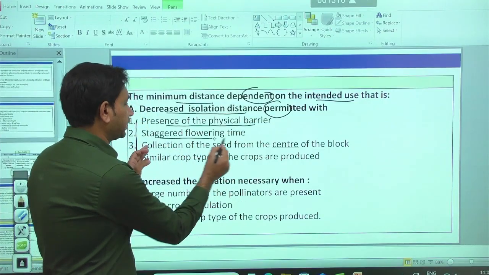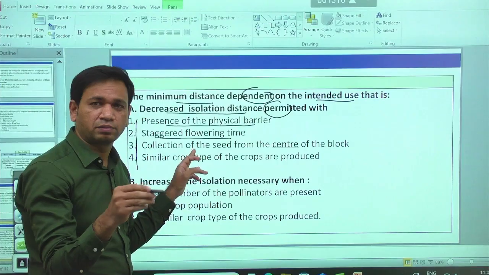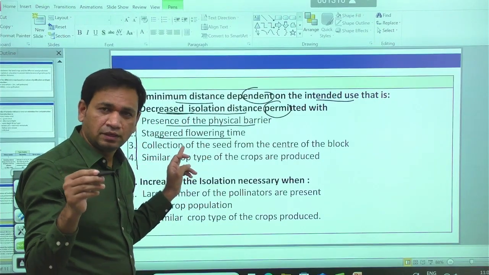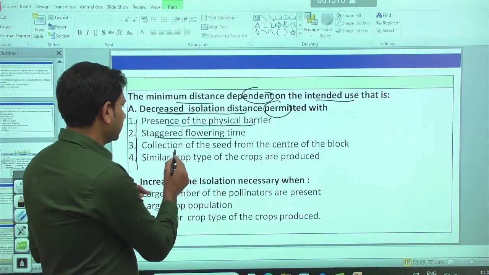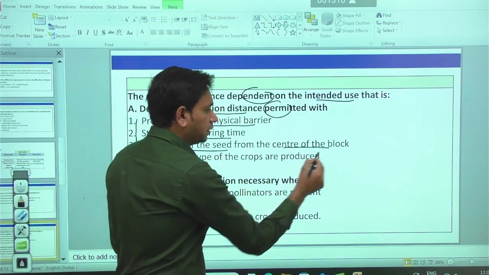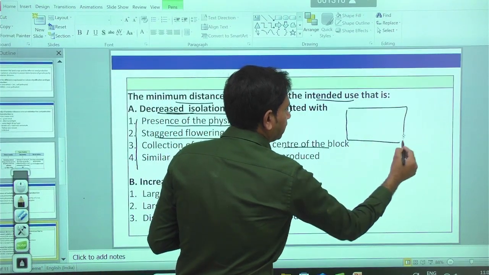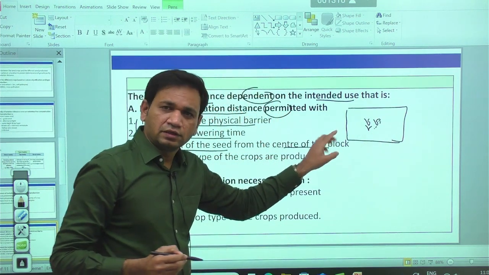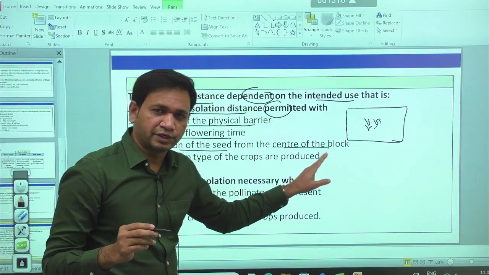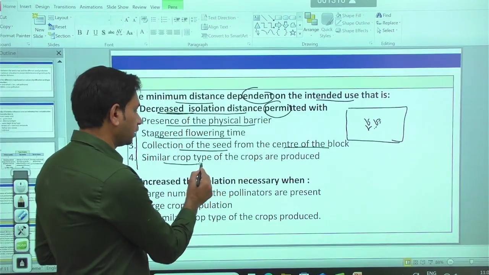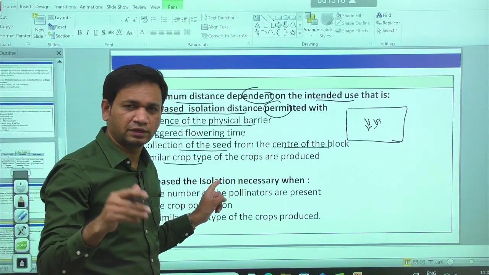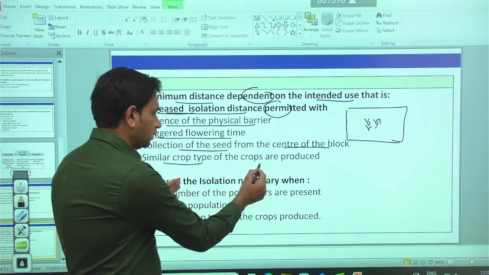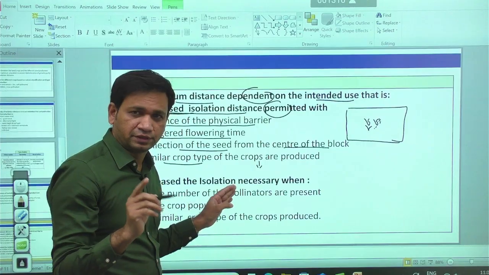Then staggered flowering time. Whenever you have different planting times or flowering times, in those cases decreased isolation distance can be recommended for quality seed production. Then collection of the seed from the center of the block. Whenever you collect the seed from the center of the block, decreased isolation distance can be recommended. Then similar crop type. Whenever you are growing a similar crop type like potato or maize in the given region, decreased isolation distance is highly recommended. That is what we have.